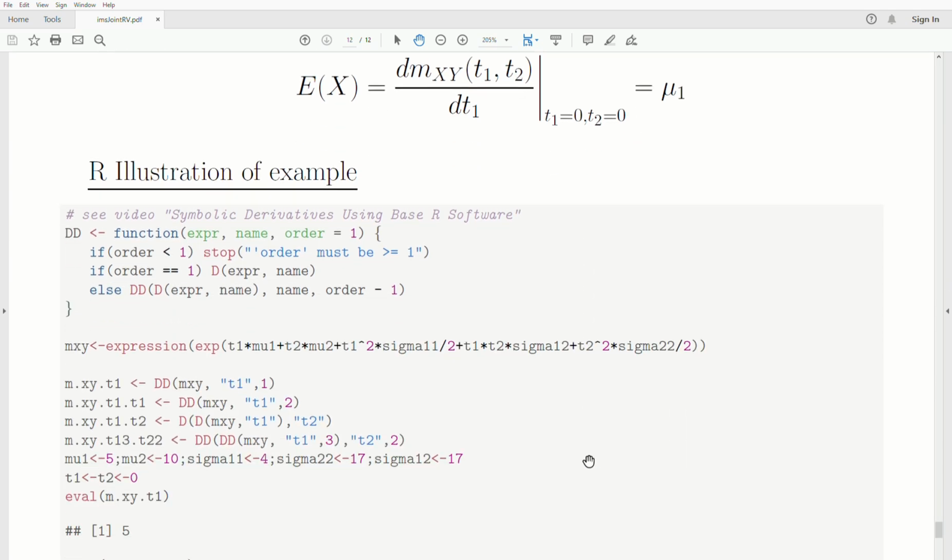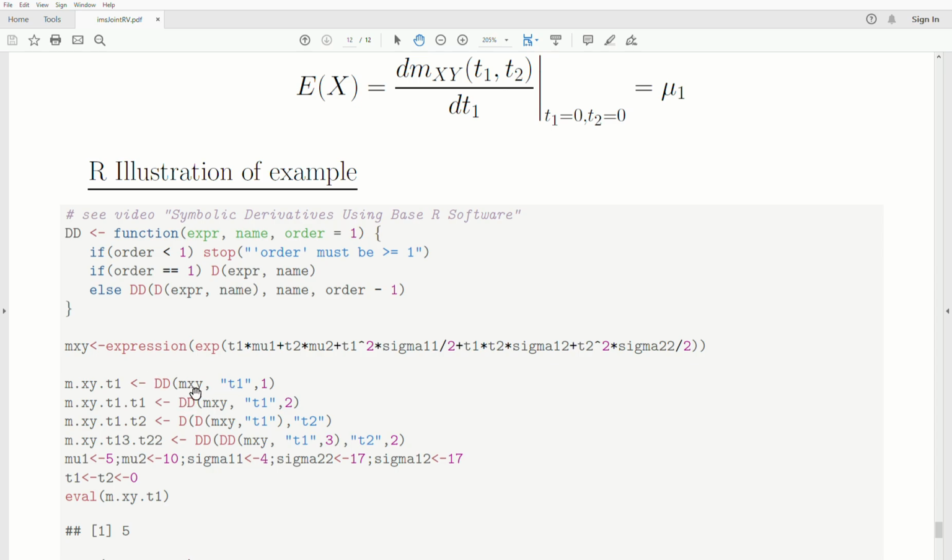Now let's use R to find some crazy moments, product moments of a bivariate normal. And I'm going to have to point you off to a video I created called Symbolic Derivatives Using Base R Software. And there we listed this function. If you just Google symbolic derivatives in R, this expression is almost in every video. But we create an expression which is the bivariate moment generating function. And then we start taking derivatives.